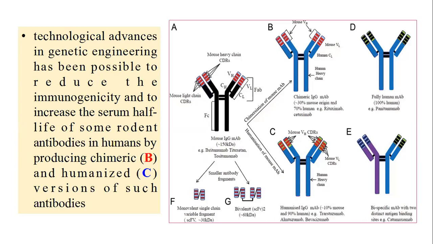To reduce the immunogenicity and to increase the serum half-life of the rodent antibody in humans, this type of antibody is produced, which is known as chimeric antibody. Here you can see picture B. This is a chimeric antibody, meaning the blue part is of human origin and the red part is of mouse origin. And C is the humanized version of such antibodies. So one is a chimeric one, another one the humanized one.